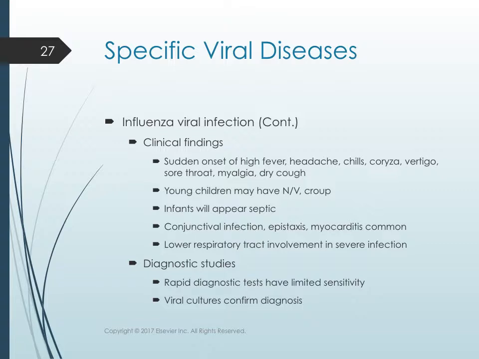In younger children, they may also have nausea, vomiting, and croup-like symptoms. Infants will appear septic. There can be conjunctival infection, nose bleeding, and even myocarditis. Lower respiratory tract involvement can occur in severe infection. There are rapid diagnostic tests which have limited sensitivity, so we believe them if they're positive, but we don't necessarily believe them if they're negative. So if you do a rapid flu test on your patient and it's negative, you cannot rule out the flu. You would have to do a viral culture.